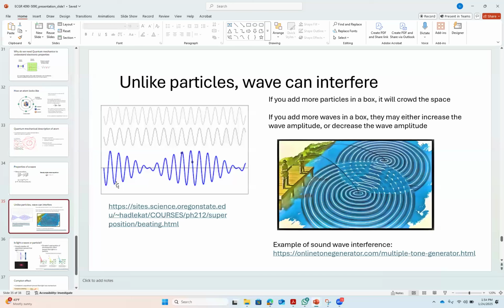But we talked about sound waves, right? So let's see if we can really prove that sound is a wave. Remember that we just knew sound is a wave, but how do we prove it? So let us see.